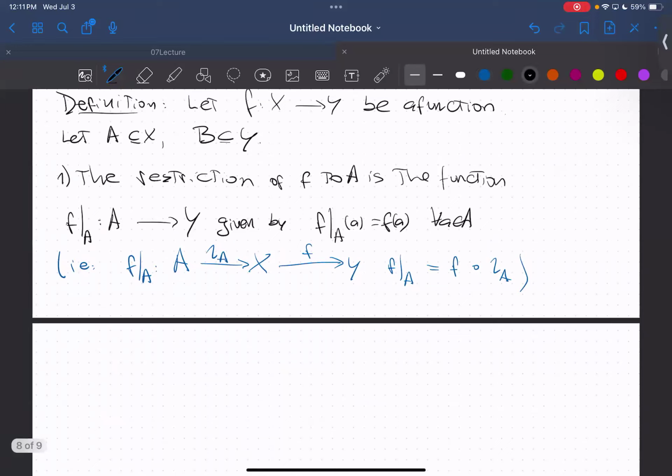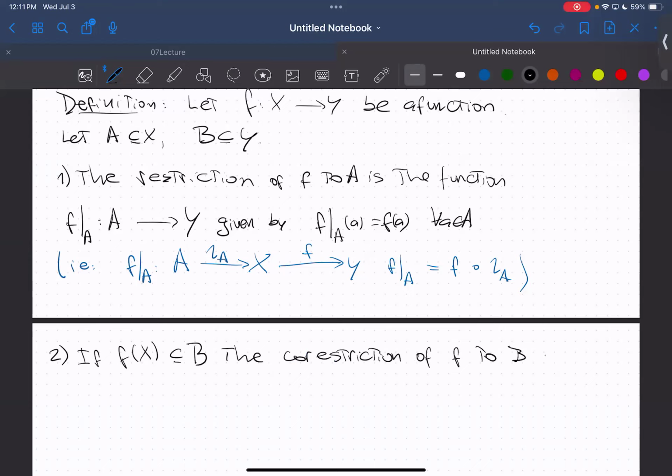The second part will involve that B. But the thing is, you cannot always restrict to a subset of the image, of the codomain. You can only do that for some Bs. So in case the image of X is inside of B, we can co-restrict. That co-restriction of F to B is the map.